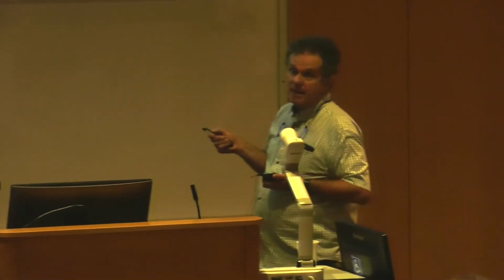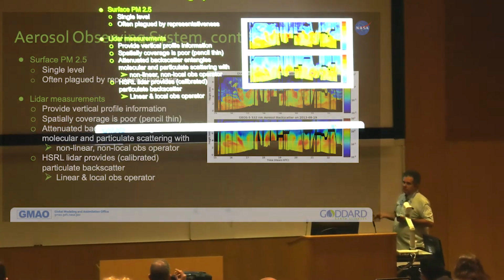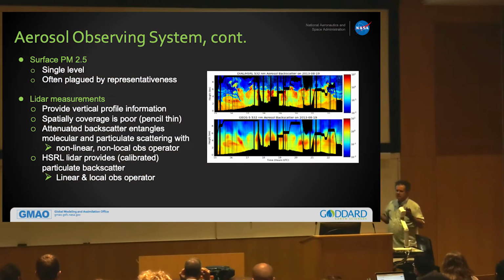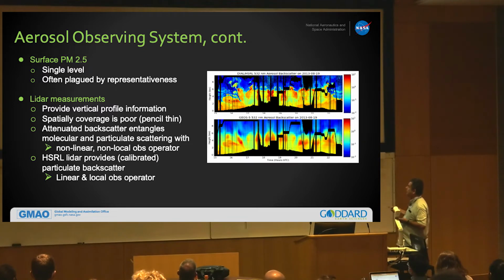And of course, there are other observing systems. I'm not going to be talking much about surface stations, surface PM2.5, which is really what matters for air quality. It's a very tricky measurement to use because they're often not at a scale that you are modeling. It's also a single level. And the vertical structure is really what comes from the lidars. The lidars are in development and emerging. But that's nothing really to do with space.